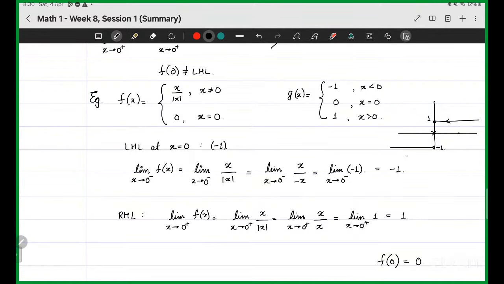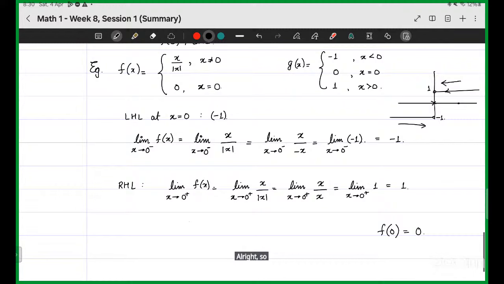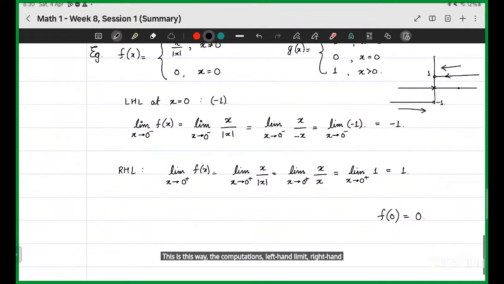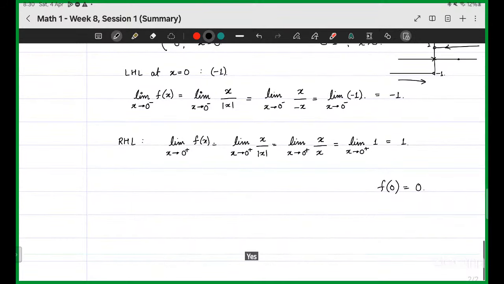For left hand limit, you are looking at this side of the graph. For right hand limit, you are looking at this side of the graph. All right. So is this clear why this is this way? The computations, left hand limit, right hand limit, and the function value, all of these are different values. Is that fine? Yes.